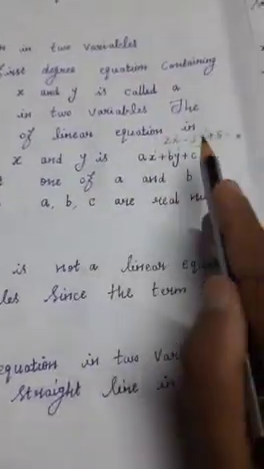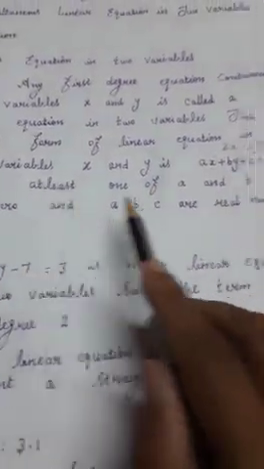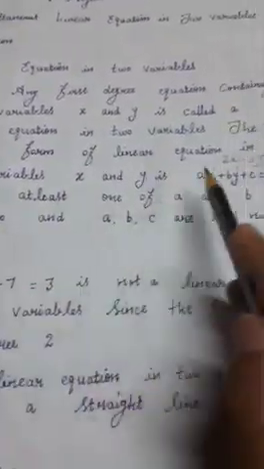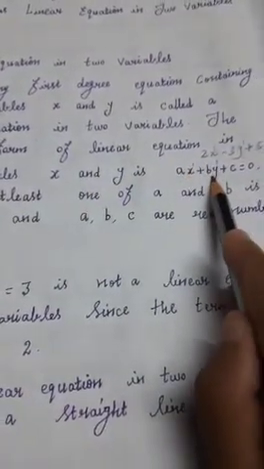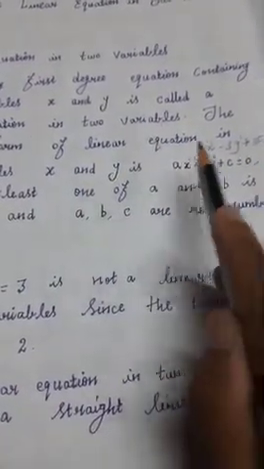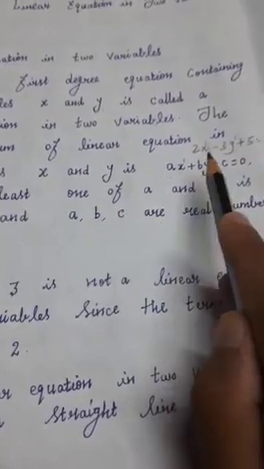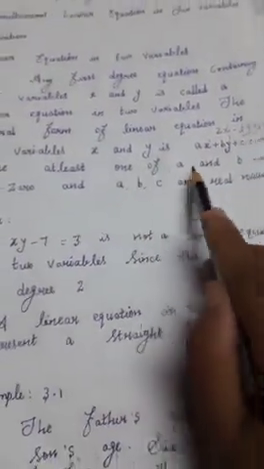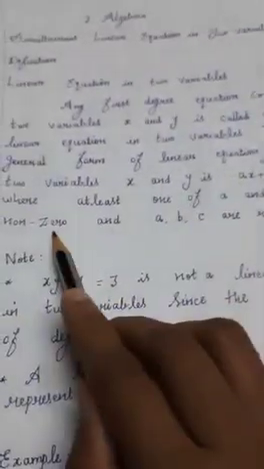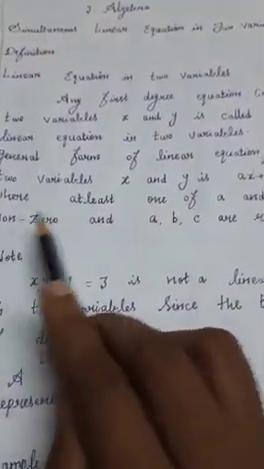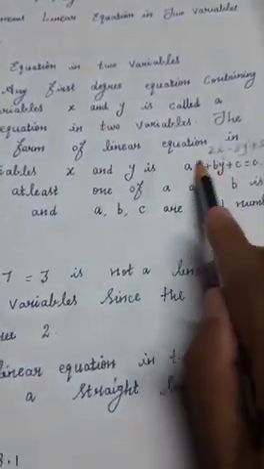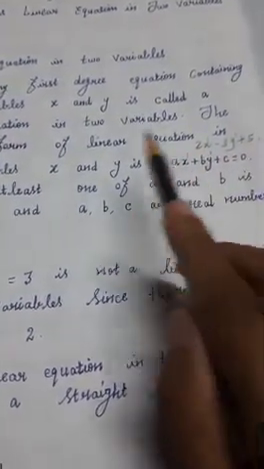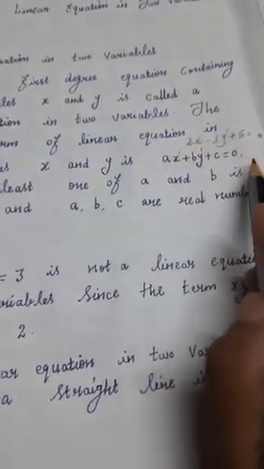Okay, here two conditions are there. The first condition: at least one of a and b is non-zero. Both should not be 0; at least any one should be non-zero. Suppose both are 0, then you cannot find the solutions. That's why the first condition is that at least one of a and b is non-zero. If both are 0, this part will become 0, so we cannot get the answer. The solutions we cannot find. So at least any one non-zero only, we can find the answers.